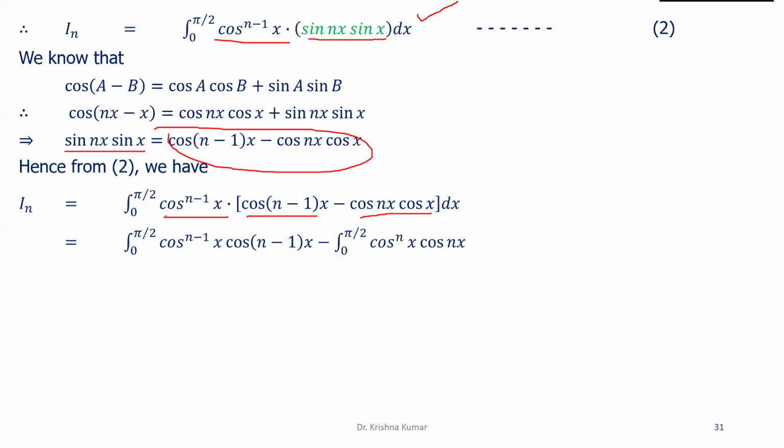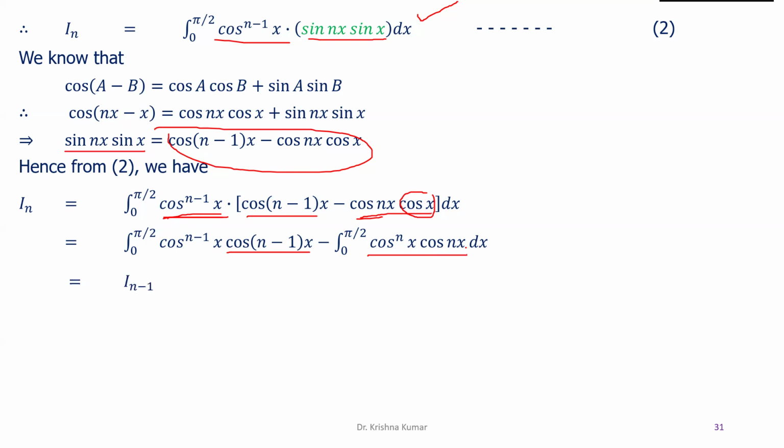If you open the bracket, then it is the integration of cos to the power n minus 1 x into cos (n minus 1)x minus cos to the power n minus 1 x into cos x. It will become cos to the power nx and cos nx.